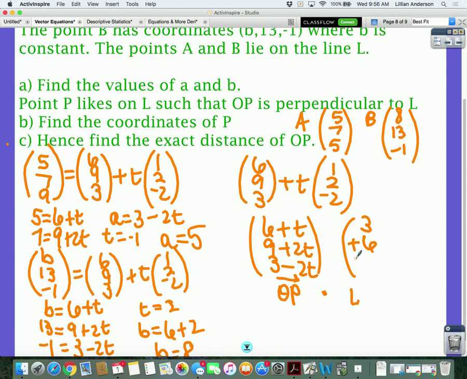No, the next one's -6, and the next one's -6. This has to equal 0. Why is this OP? Because since P lies on L, that means that it is some point that is on this equation when T is a particular parameter. We don't know what P is, so we're basically going to figure out what this parameter is in order to figure out the coordinates of P. And the only way to figure out what this parameter is is to do the dot product, since we know that OP is perpendicular to L.